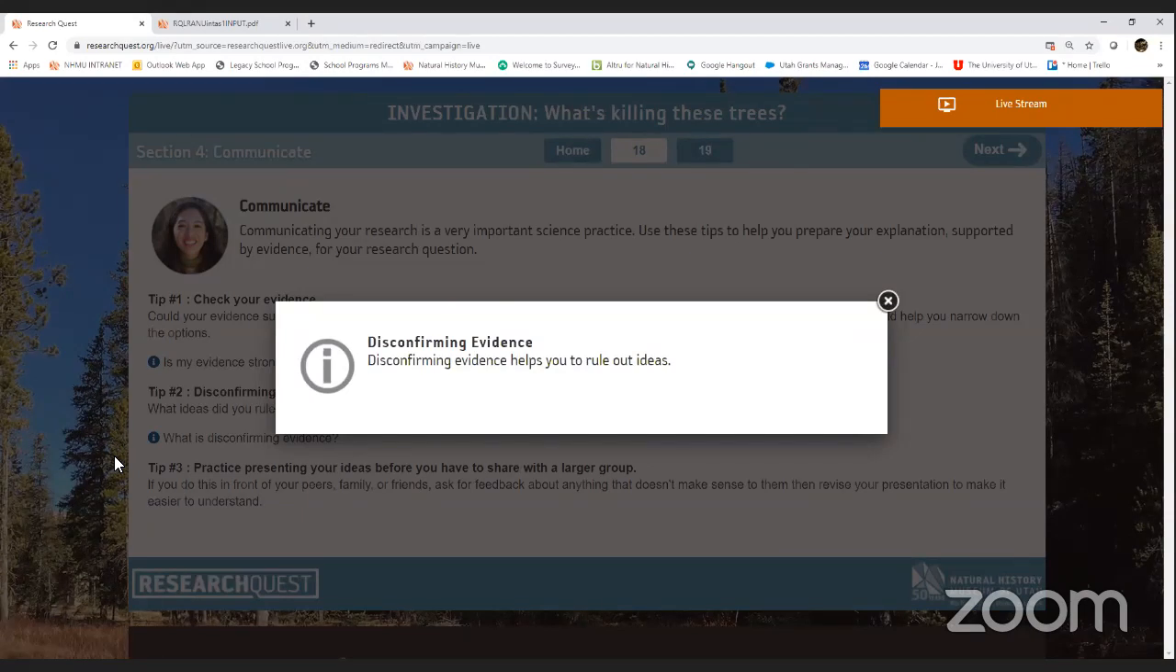So for example, I had one idea was a wildfire, which I did not have any evidence of wildfire scars or wildfire damage to the tree samples that I looked at. And so the lack of tree scars and fire damage to the bark was a way for me to have disconfirming evidence for wildfires.